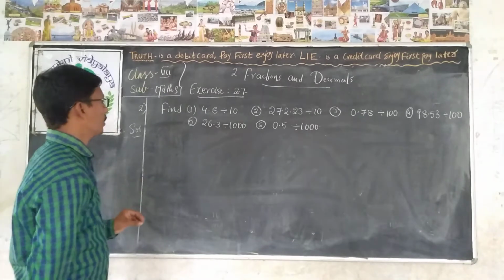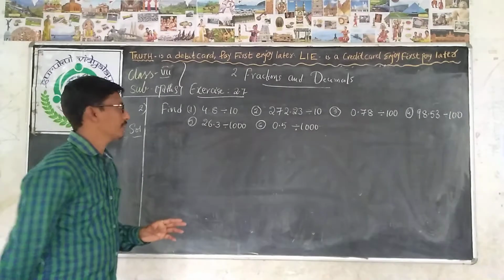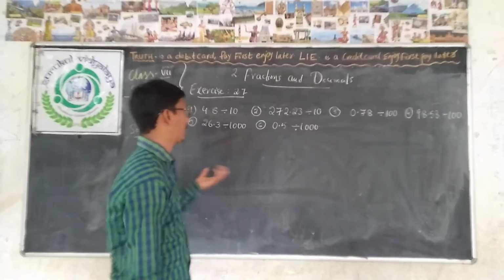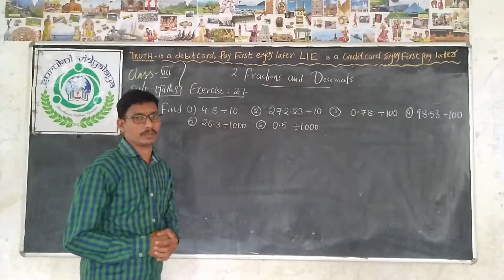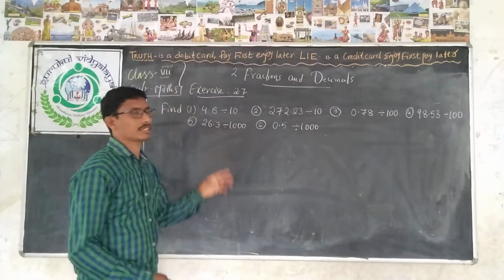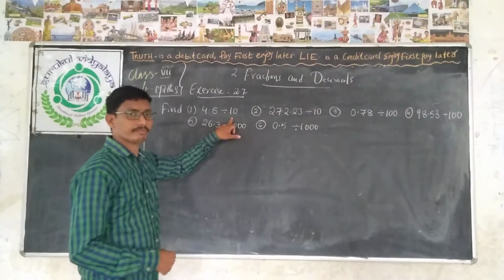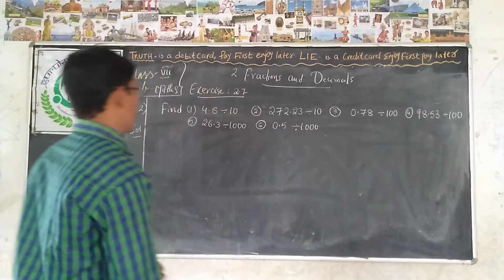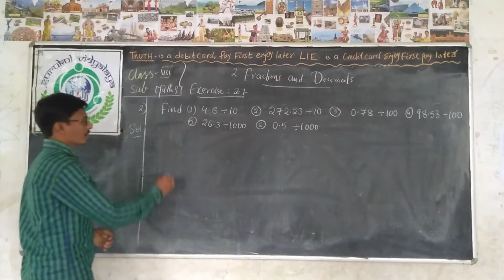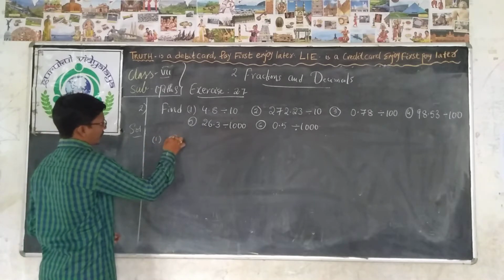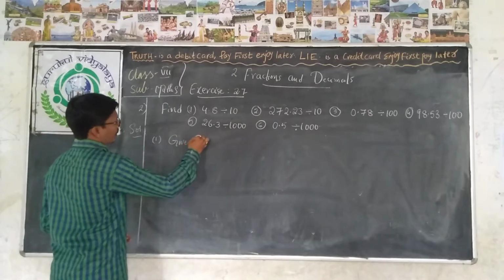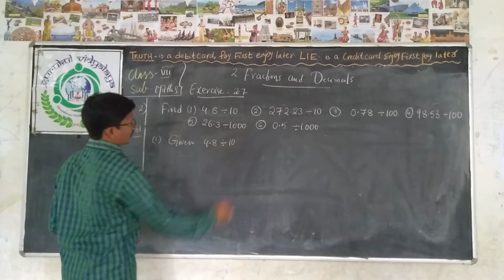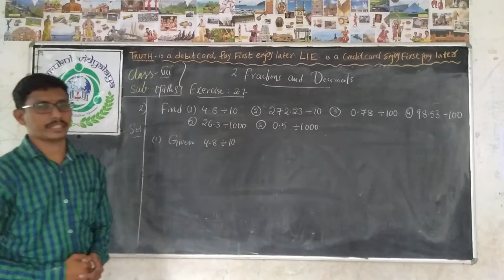Listen to me. Before the first Roman, what have we done? The decimal number is divided by the whole number. Here also the decimal number is divided by a whole number, but the whole numbers given in the second one are only tens, hundreds, thousands. So observe this one, a very simple problem. First one: given 4.8 divided by 10.